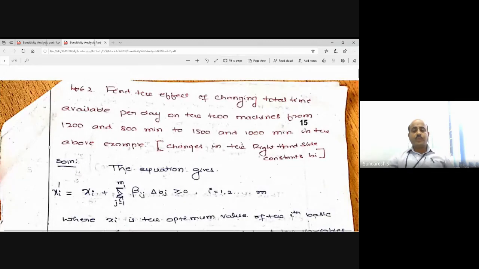Please make a note of these things. The first parameter change we will do here is a change in the right hand side constants, bi. Changing the right hand side constants. For that, just make a note of the problem statement.